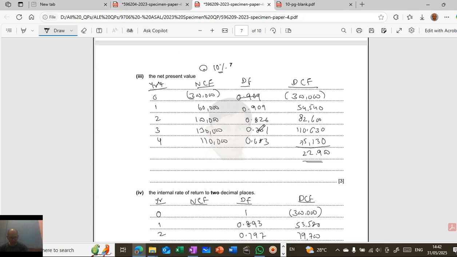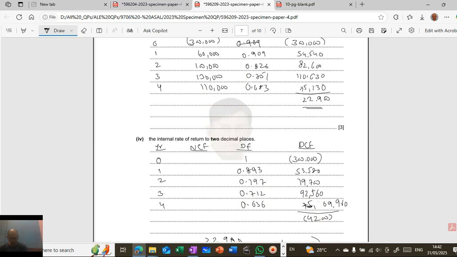This is cost of capital, no? 10% is cost of capital. What do you mean by cost of capital? The amount you are paying. If you are paying interest on investment at the rate of 10%, you will get back a return on investment of 22,900. Similarly, if you pay interest at the rate of 12%, you will make a loss of 4,200.